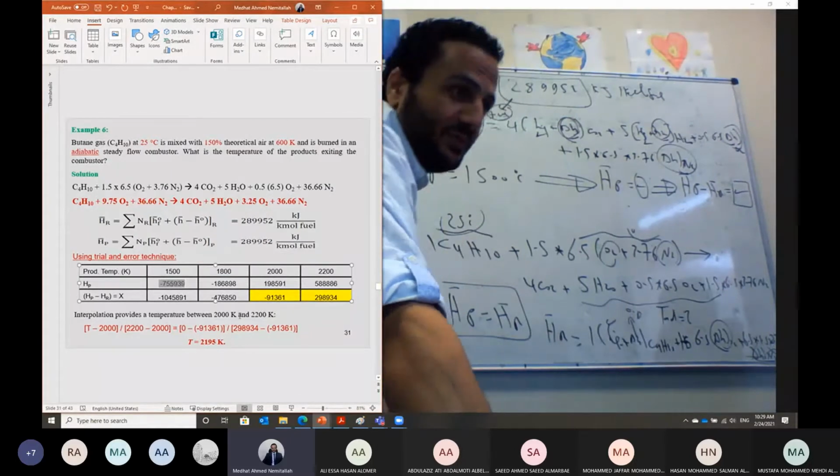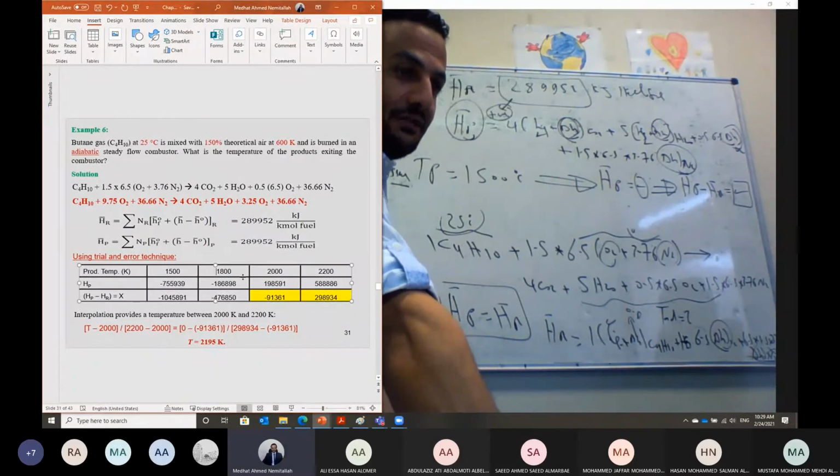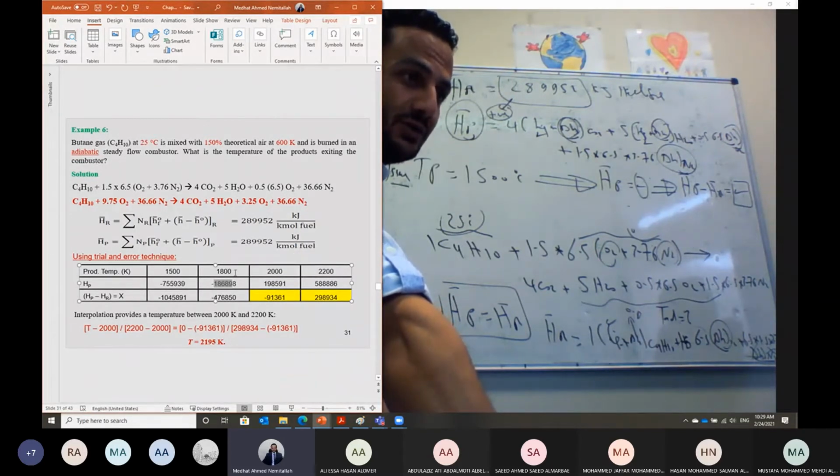If you try another temperature, and if it came up in your exam, I may help you with the temperature to start with. If you assume the temperature is 1800, you will still get a negative value of H product. So H product is still less than H reactant. So I cannot interpolate in this case. We can extrapolate, but let's assume 2000.